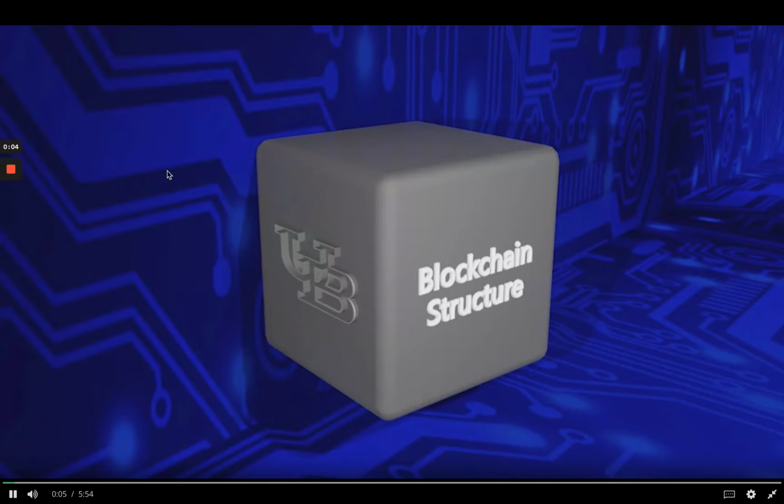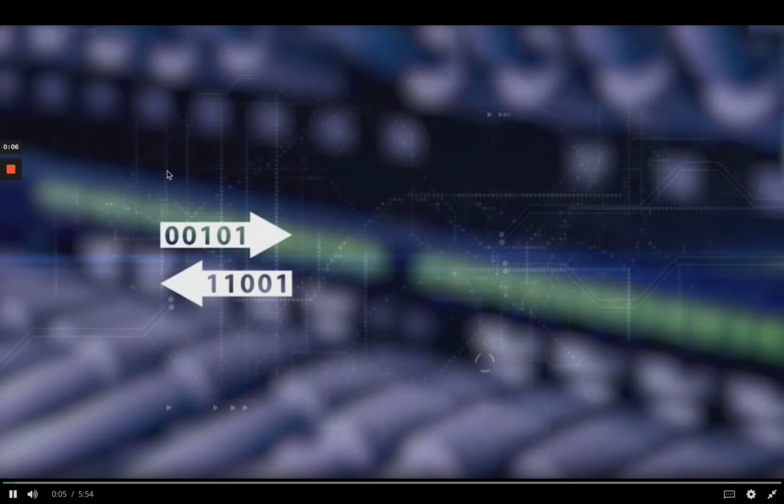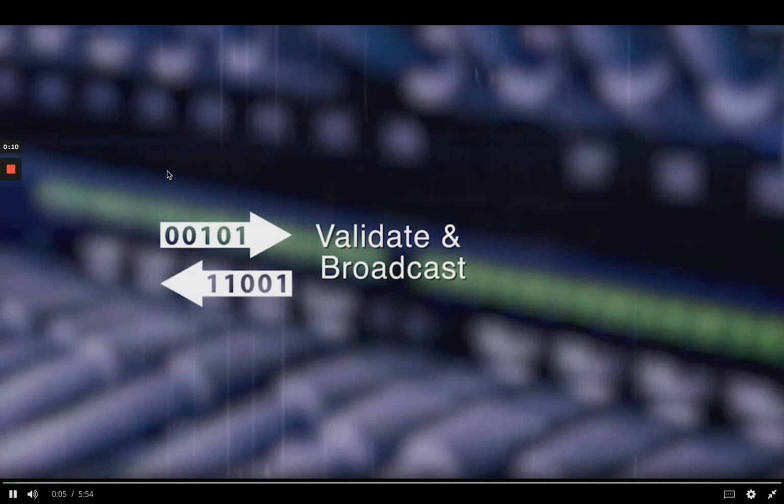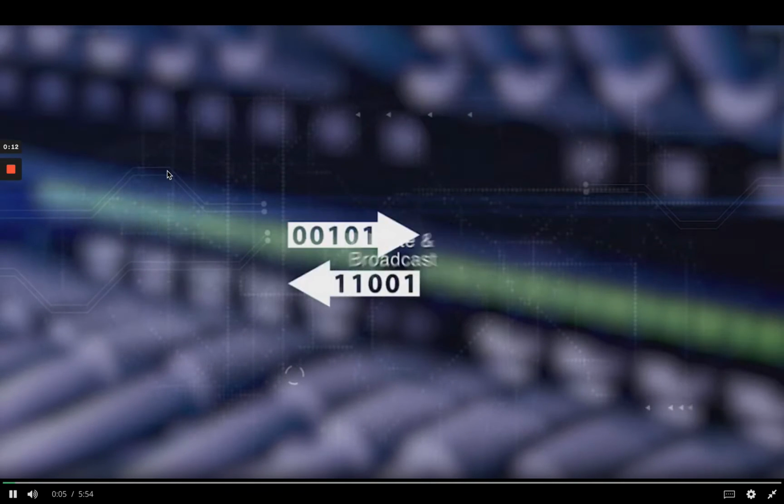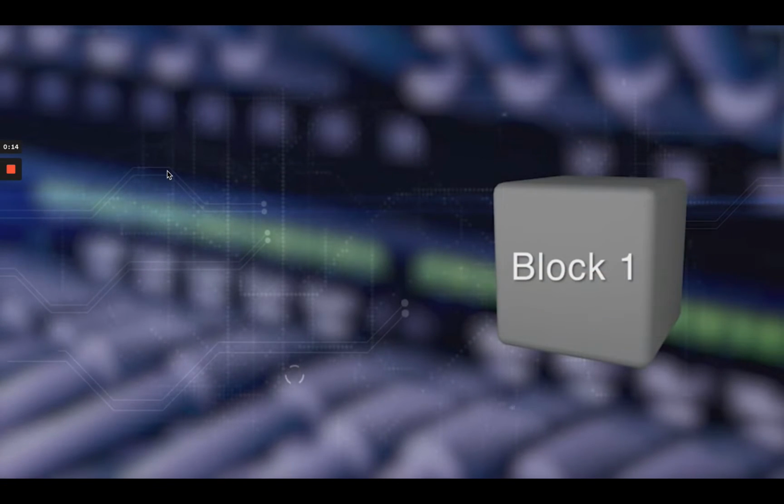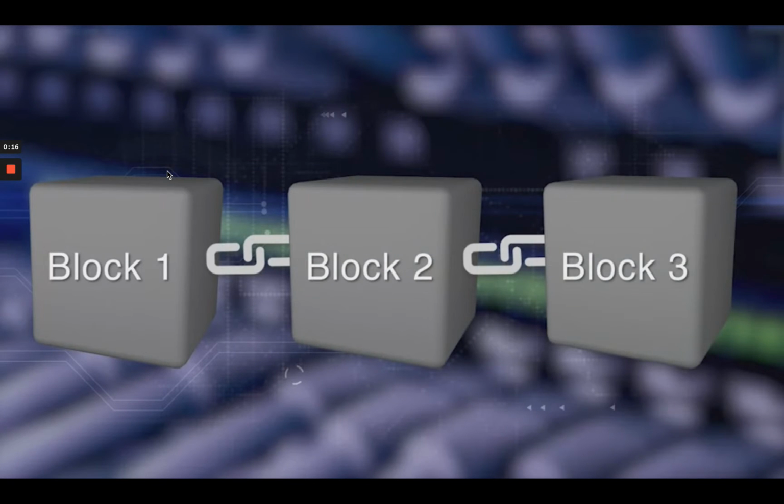Structure of a blockchain. Transaction is the basic element of the Bitcoin blockchain. Transactions are validated and broadcast. Many transactions form a block. Many blocks form a chain through a digital data link.